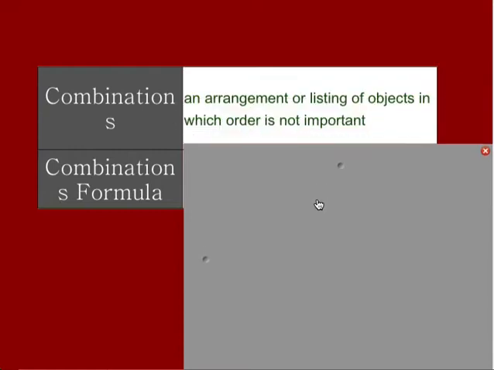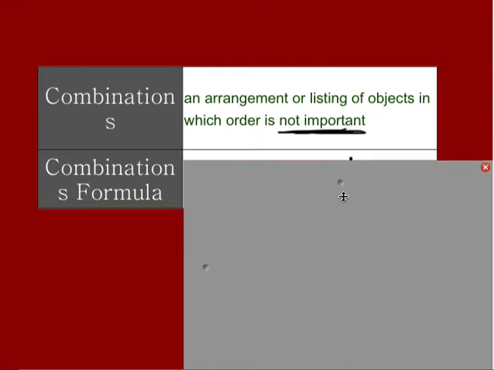So a combination is an arrangement or a listing of objects in which order is not important. When we talked about permutations yesterday, the order was important. We were looking for words like arrange, or line up, or put into some sort of order. Whereas when we're talking about combinations, the order itself does not matter.